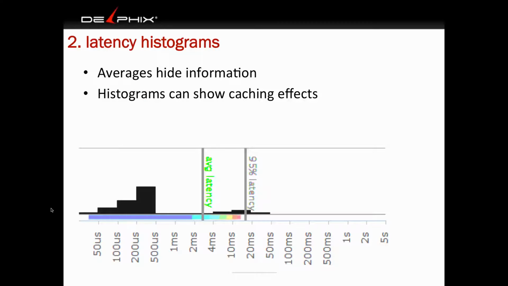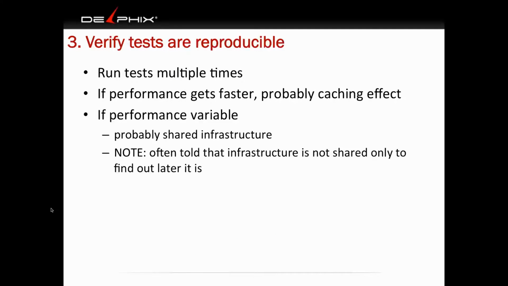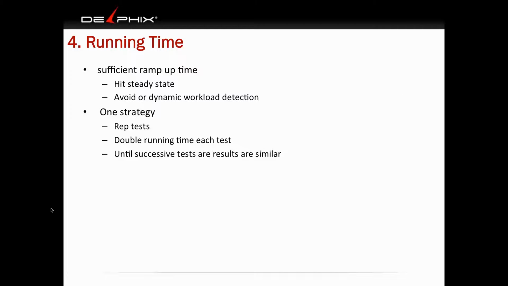As mentioned before, we want to use histograms, so we can see if we're getting caching layers or not. We want to verify the tests are reproducible, so you run these over and over again, don't go for your first results. Again, if things get faster, probably a caching effect, or tiered storage. If performance is variable, somebody's probably sharing the infrastructure with you. Running time, we want the running time to be long enough that the result is stable. One way to do this is to double the running time each time you run it until you hit a stable state.